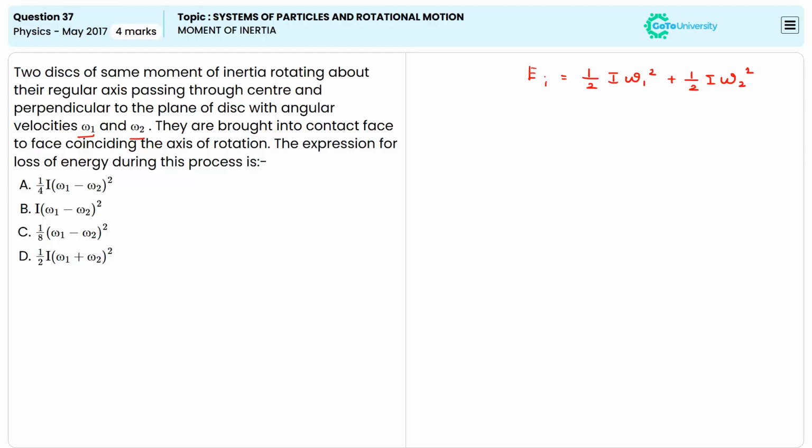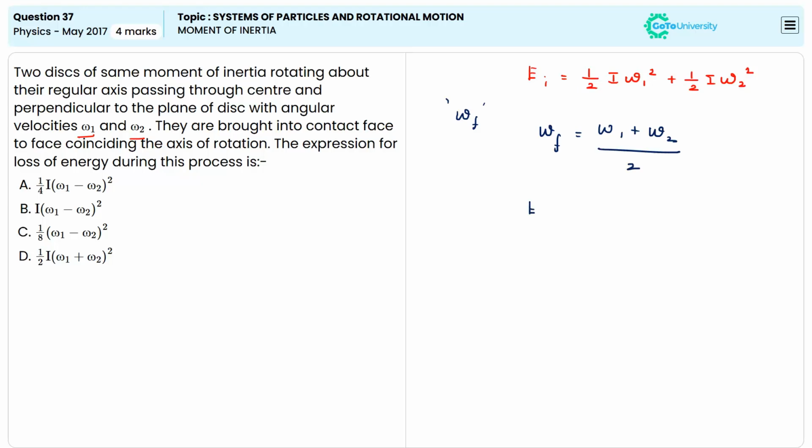So before writing the expression for the final energy, we have to know about the angular momentum. It's known that after the disks are brought into contact, they will rotate with a common angular velocity. So we can take the angular velocity as omega f, and the final angular velocity will be equal to omega 1 plus omega 2 divided by 2.